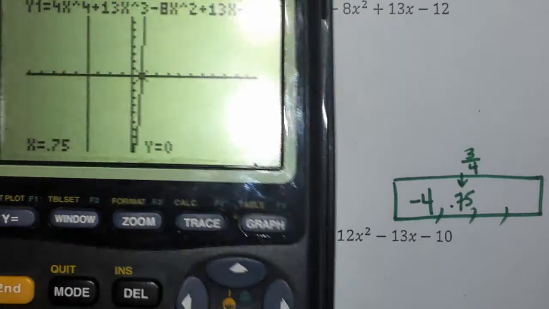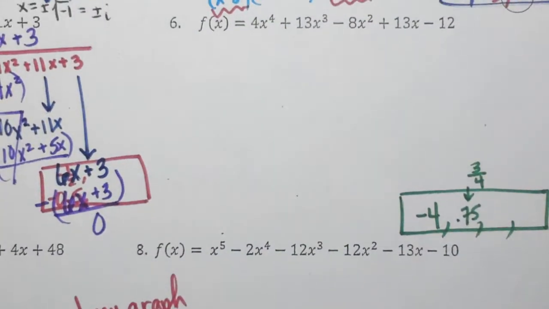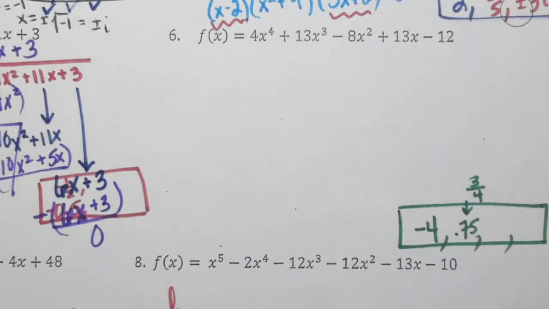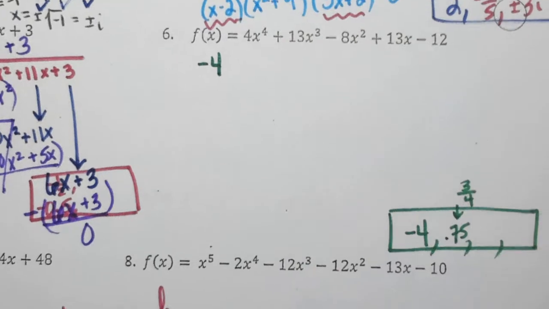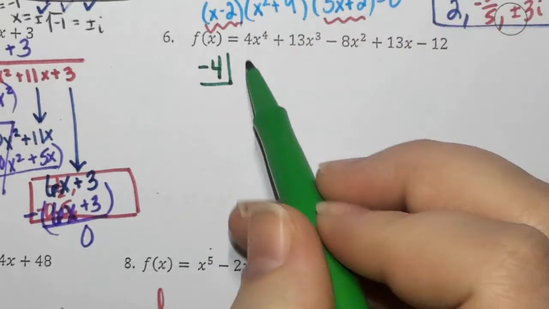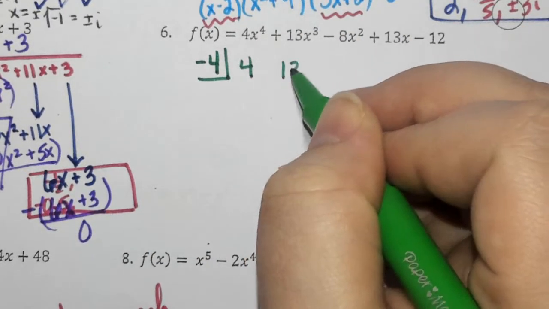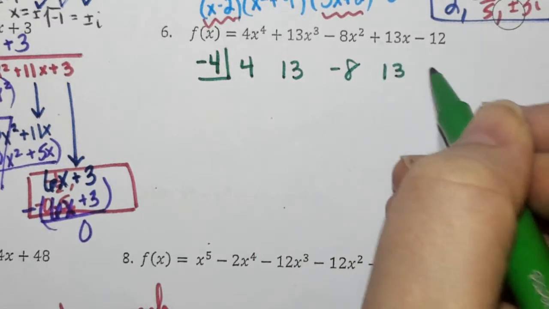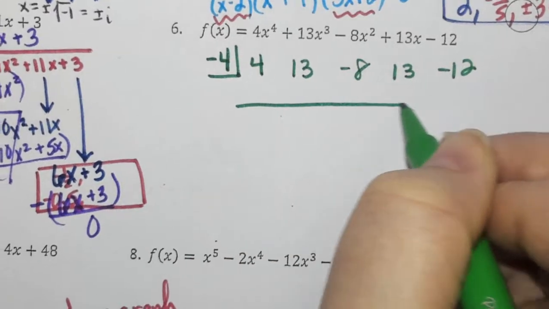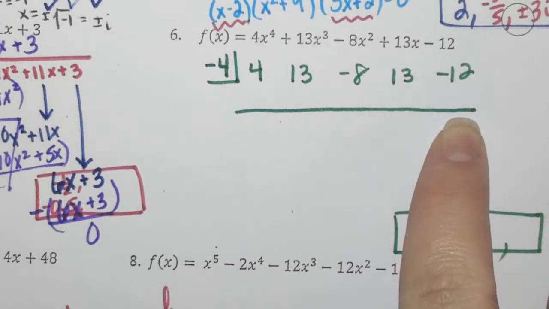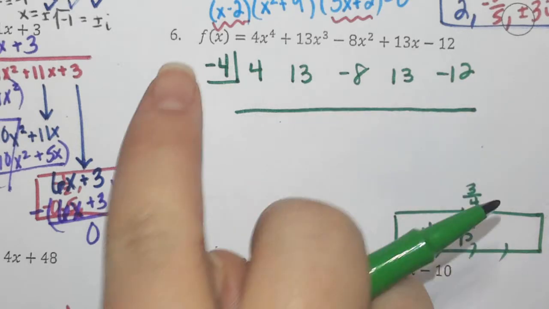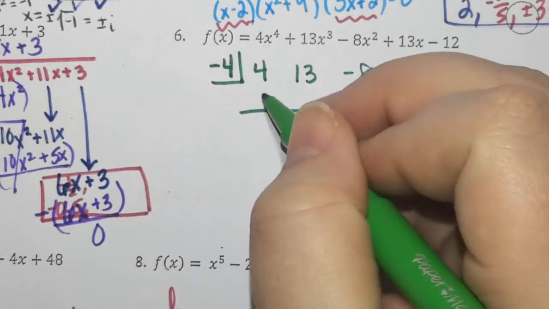Okay, so sad day. We still need to figure out the other two. Number 7 was so great because we figured them all out with our calculator. And darn it, number 6, we're going to have to do some math. What math have we been doing first lately? Let's do synthetic. You said it first. Let's do -4 in our little house. Our coefficients are 4, 13, -8, 13, and -12. When I do synthetic, what should my remainder be? If your remainder is not 0, then that's not a factor, and we've messed everything up. So it has to be 0.